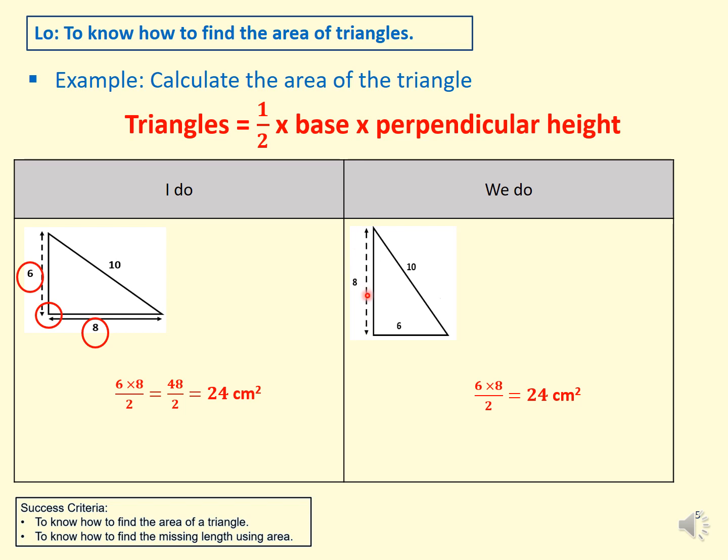So it's exactly the same thing as the first one, it's just been swapped around. Height is 8 in here and base is 6, but in the first one, height was 6 and base was 8, and I didn't use 10 in any of them because 10 is not the perpendicular height, is not making any 90-degree angle. So that's why I'm not going to use 10. Well done if you managed to do it right.